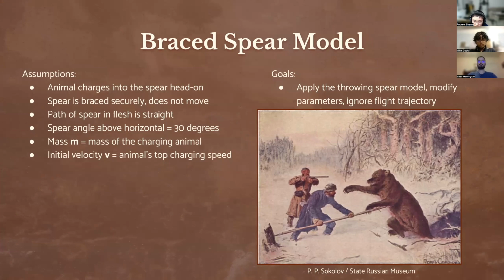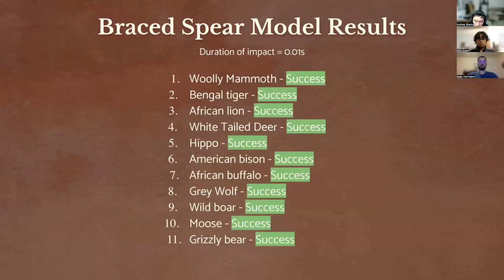The path of the spear in flesh is straight, and the initial entering angle is 30 degrees. We set the mass as the mass of the animal and the initial velocity as the animal's top speed. Our goal would be to apply the throwing spear model with modified parameters. With the 3 kilogram spear and the time of impact at bone of 10 milliseconds, we found that the brace spear method is 100% lethal.